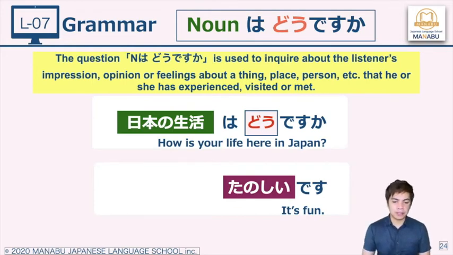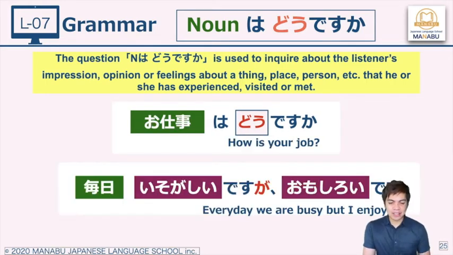In this example, Nihon no seikatsu wa dou desu ka? So the word Nihon no seikatsu is life in Japan. Wa, then dou desu ka? Or what can you say about Nihon no seikatsu, the life in Japan? So he answered tanoshii desu. Tanoshii desu, it's fun.